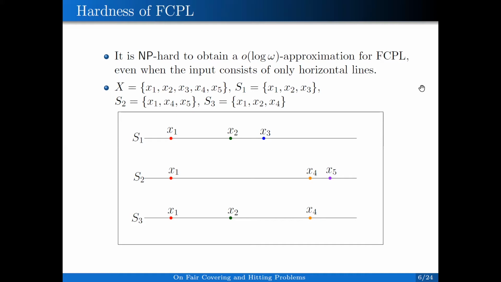So we know that it is not possible to obtain a constant approximation for FCPL in polynomial time. So instead, we ask the question whether it is possible to obtain a constant approximation if we are allowed to use running time which exponentially depends on the number of colors.